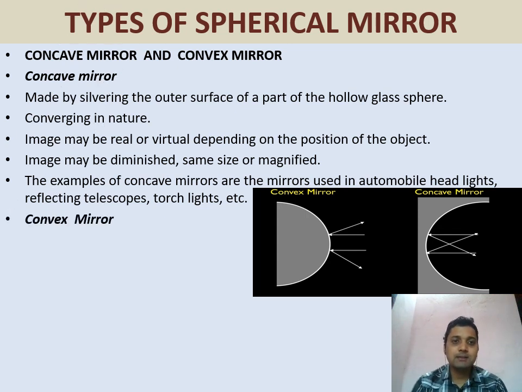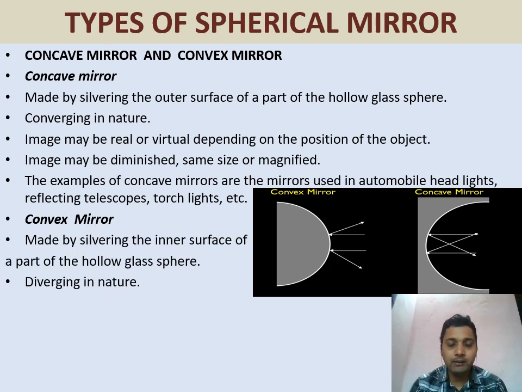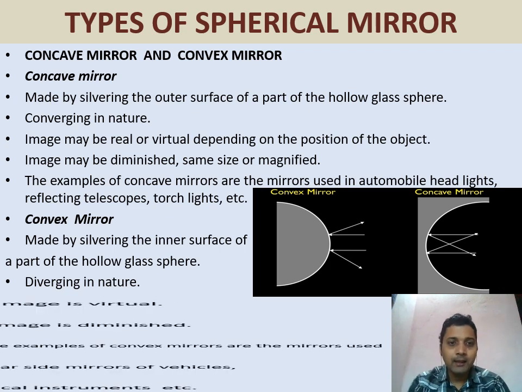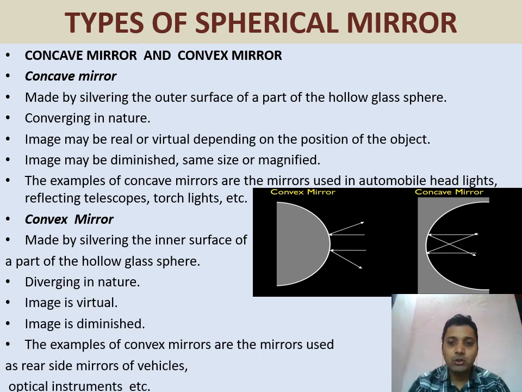So when we come to the convex mirror case, the outer part is the reflecting surface and the inner part is polished. The inner part has a coating, but the outer part can reflect the light rays. So when the outer part reflects, it is diverging in nature, meaning it will take the light rays away from the mirror. It can go outside, diverging. And the image formed is always virtual.